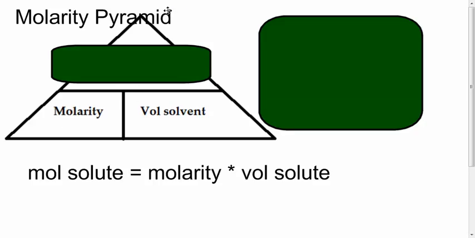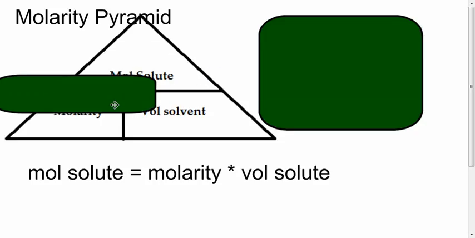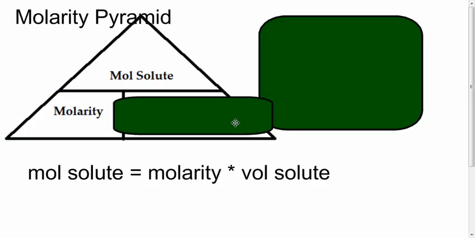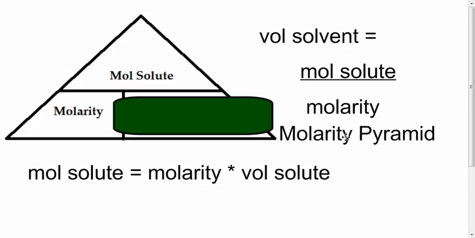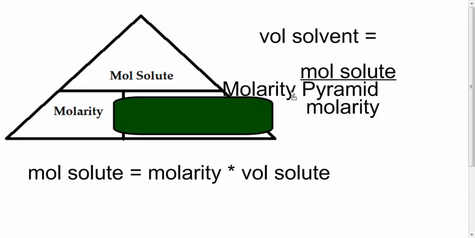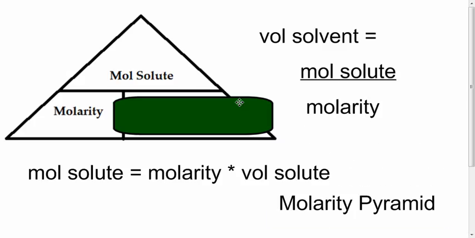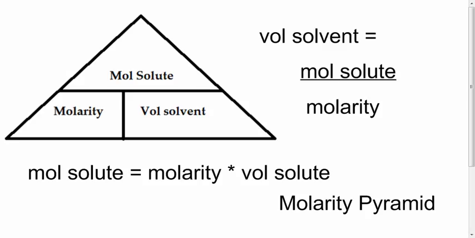write out the formula. It's molarity times volume of solvent. Now, let's say I wanted to solve for volume of solvent. That becomes moles of solute divided by the molarity. That's how we use the molarity pyramid. And this thing is my molarity pyramid.